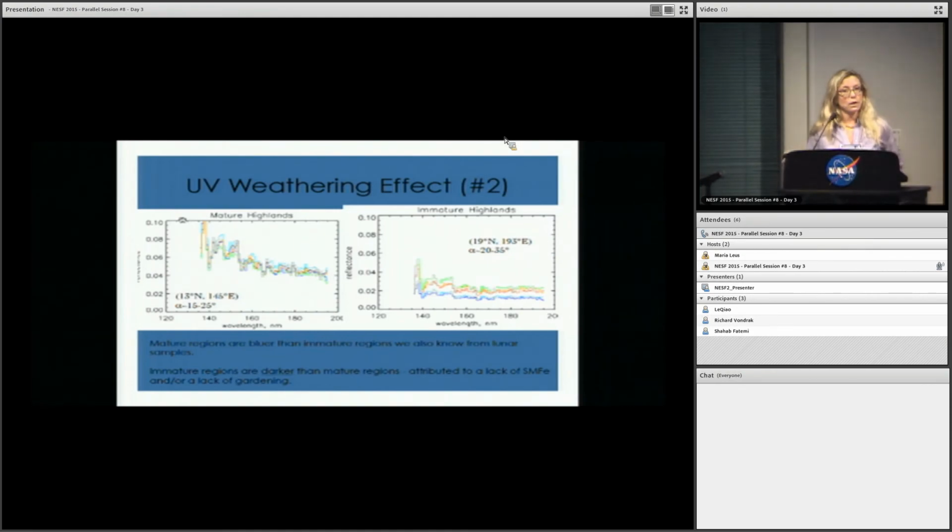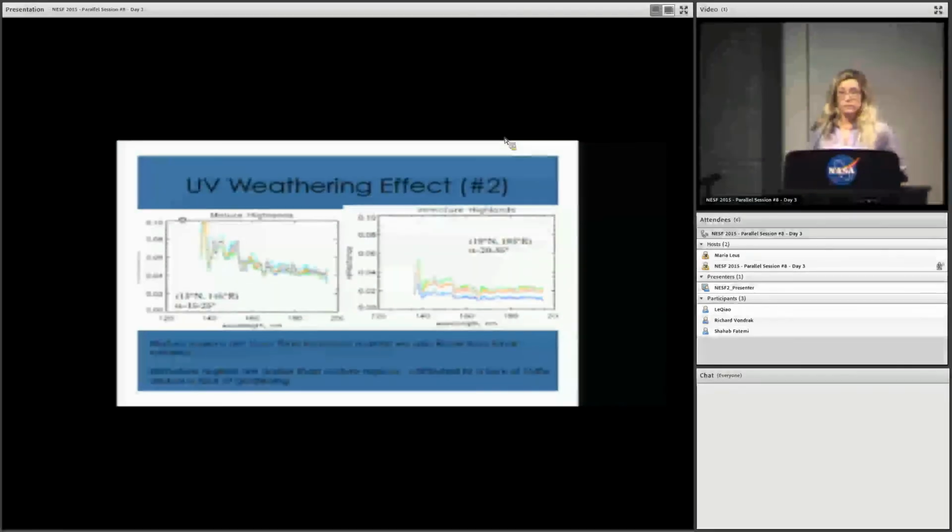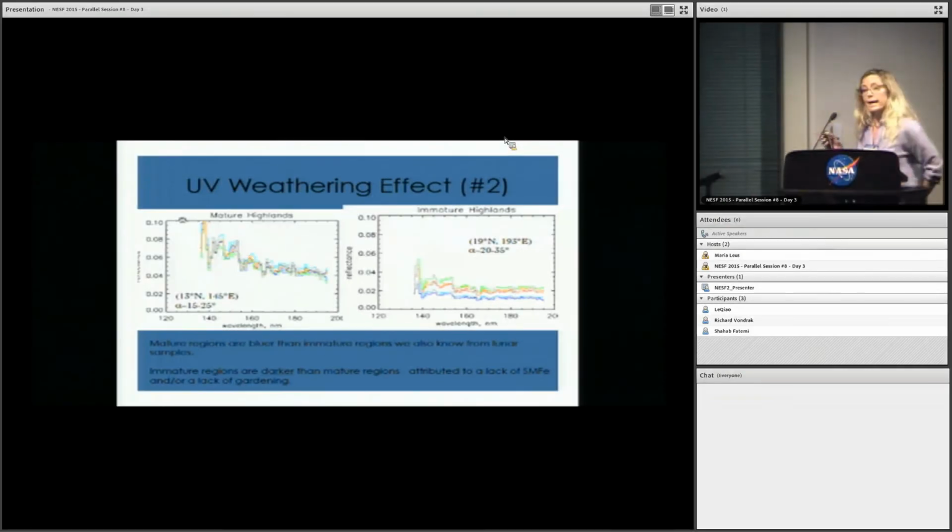This is something that we are continuing to study, but we're attributing it to either a lack of nanophase iron, since nanophase iron is opaque and going to brighten surfaces, and or, especially since we don't see this in the lab, a lack of gardening and some sort of compaction effect.